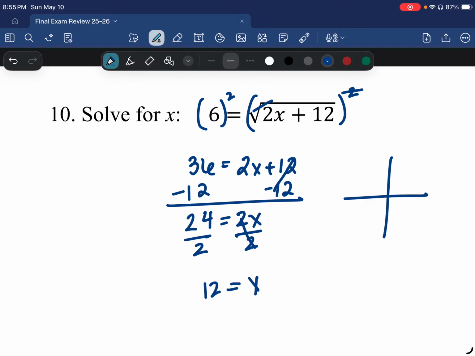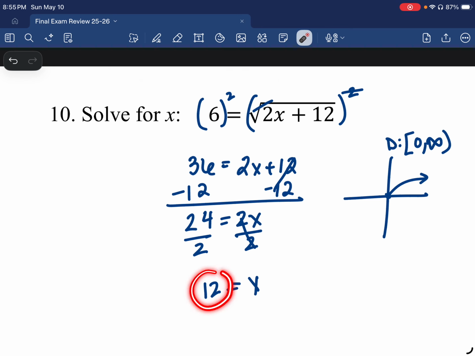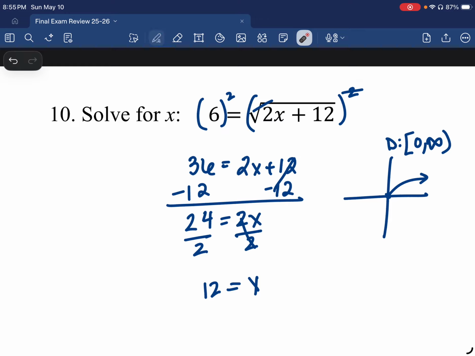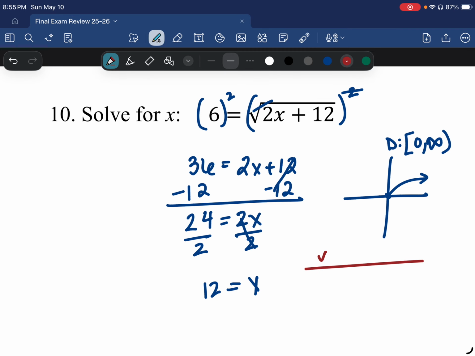Now, the square root function starts at 0 and goes out to the right, and so my domain of the square root function is 0 all the way to infinity, 0 included, but we chop off all the negatives. Because this domain is restricted, there is a possibility for extraneous solutions. So we must plug 12 in and make sure that this creates a true statement. So let's check our work.